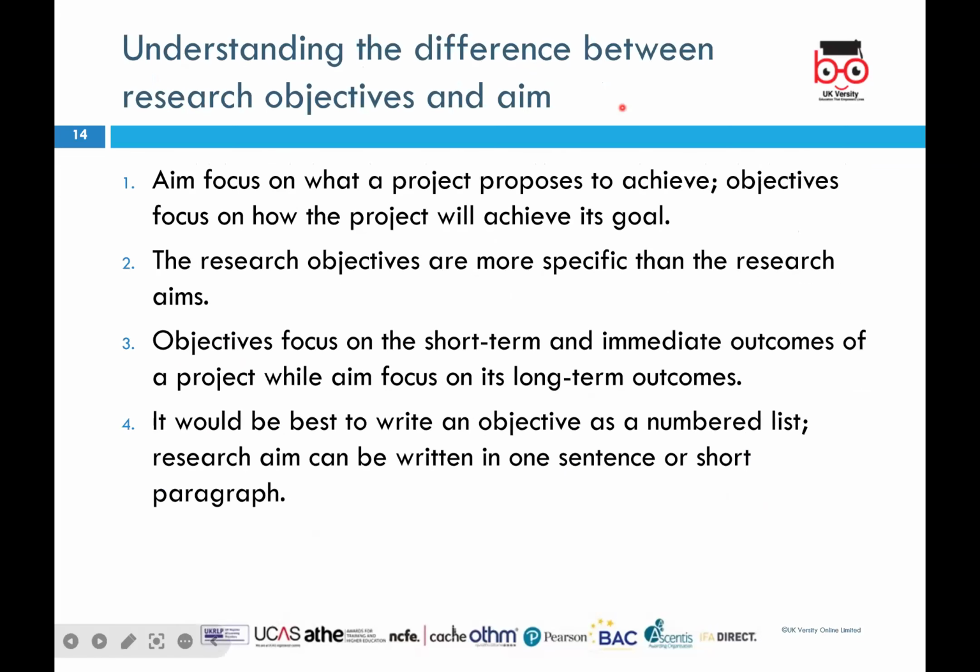So what is the difference between aims and objectives? An aim focuses on what your project proposes to achieve, and objectives focus on the how bit of the project. The research objectives are more specific than the research aims. The objectives focus on the shorter term and immediate outcomes of a project, while aims focus on its long-term outcomes. It's best to write objectives as a numbered list, and research aims can be written in one sentence or a short paragraph.